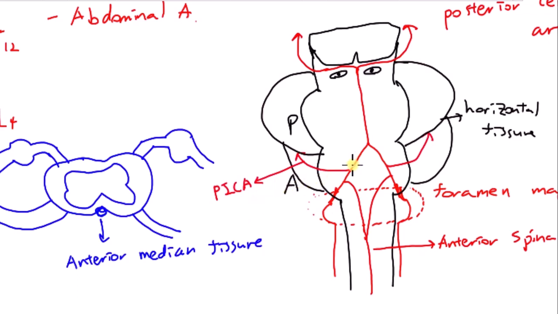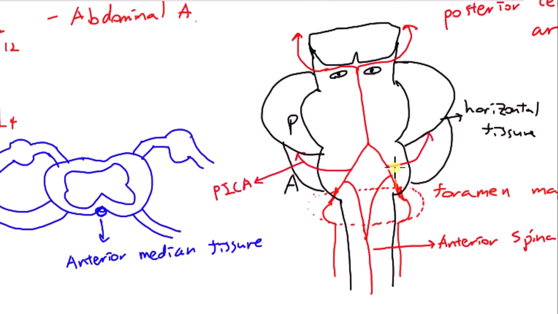Now, as we move up, there's another important artery called posterior spinal artery. The tricky thing about this one is that it can either arise from the PICA, so as a branch from PICA, or it can arise from the vertebral artery. Person to person, it can vary. Let's say it's coming out from the posterior inferior cerebellar artery.